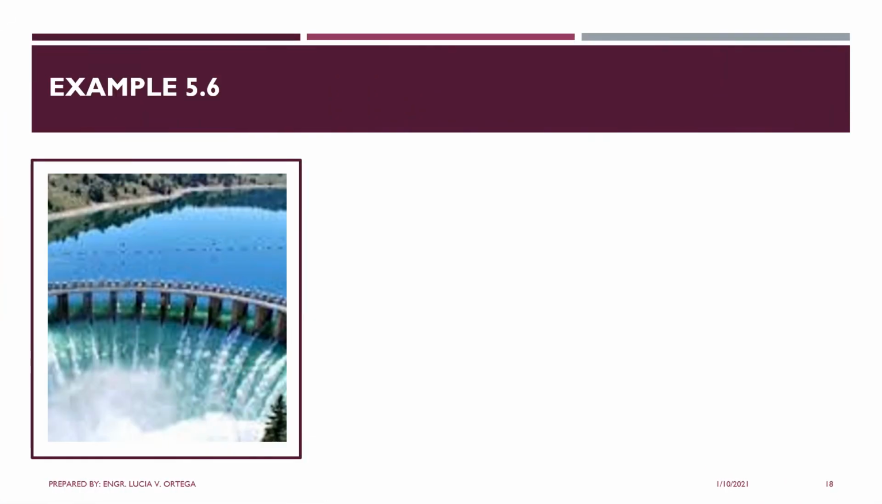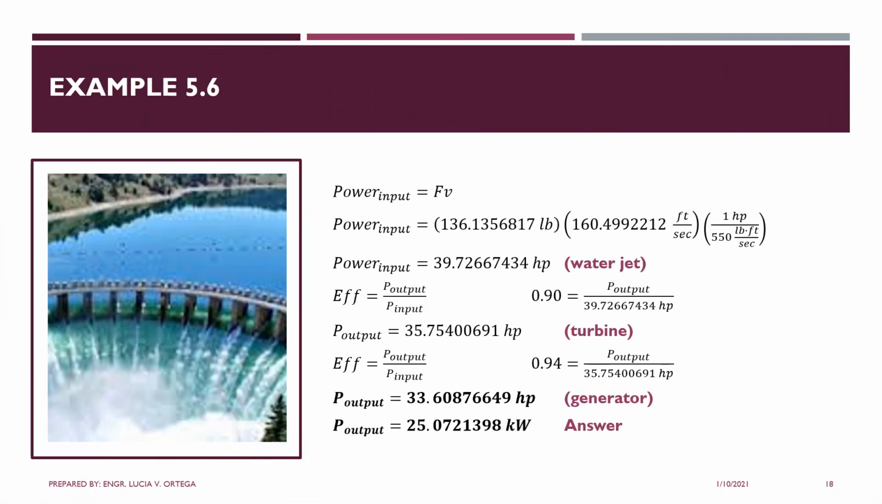So what is now the power input, the input from the nozzle to the turbine? From the equation, power is force times velocity.